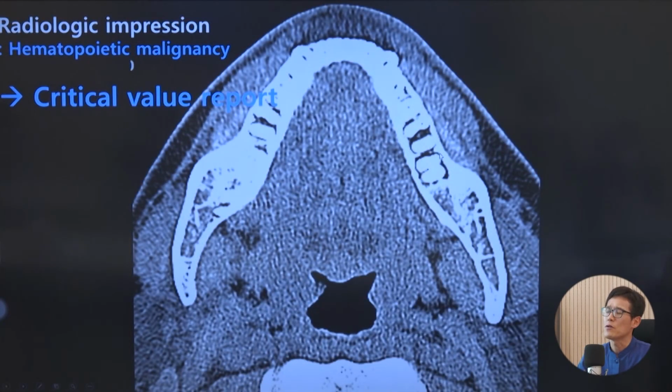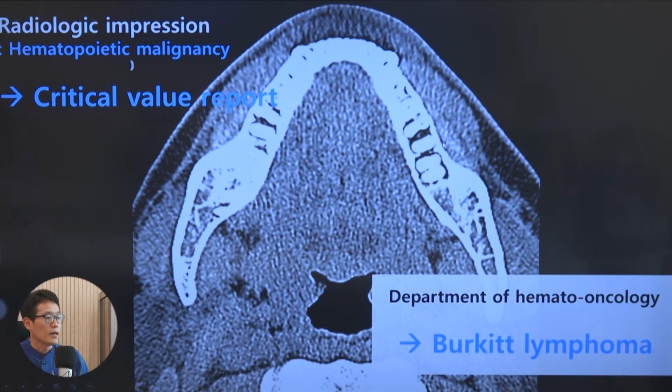So, the radiologic impression was hematopoietic malignancy, and we did a critical value report to the surgeon in charge, because on this patient's chart, the treatment plan was extracting molar teeth and curettage. He was referred to the department of hemato-oncology under the tentative diagnosis of hematopoietic malignancy, and bone marrow biopsy was performed, and he was finally diagnosed with Burkitt lymphoma.